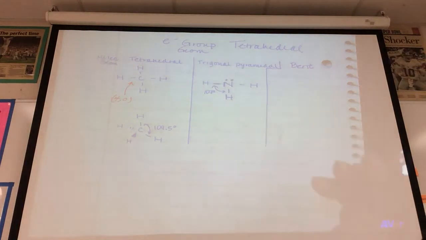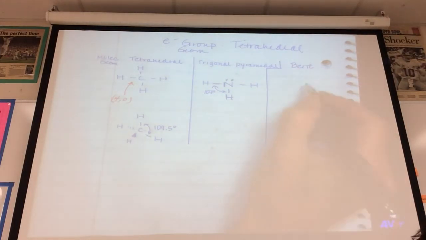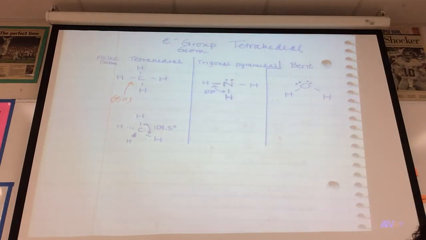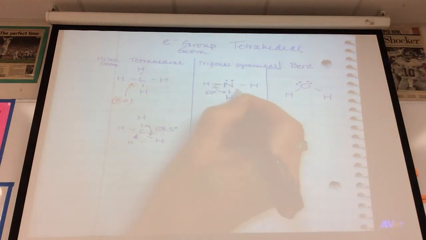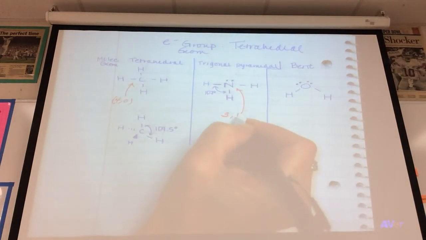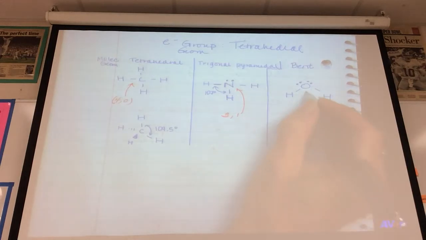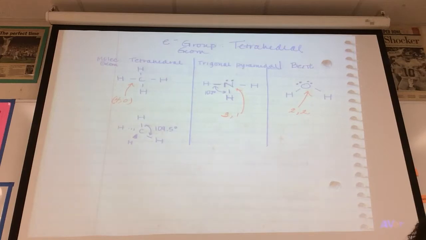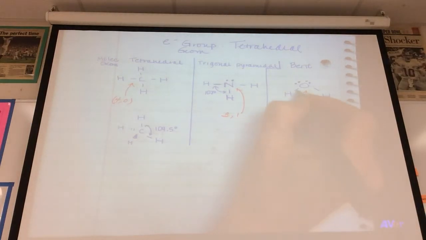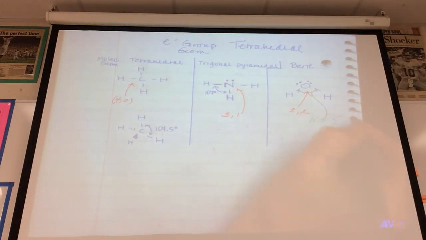Okay, I'm teasing. Bent. This is a 2-2, and I didn't write 3-1 on there. Let me smack that in so you're crystal clear. And note 3 and 1 make 4 electron groups. But this one is going to be a 2-2. Now, I'm going to tell you that this bond angle is 104.5 degrees.